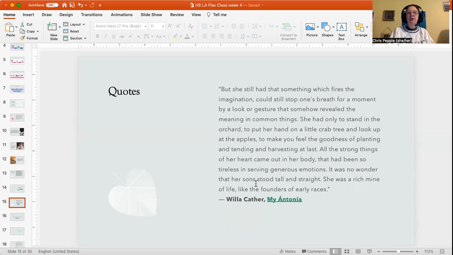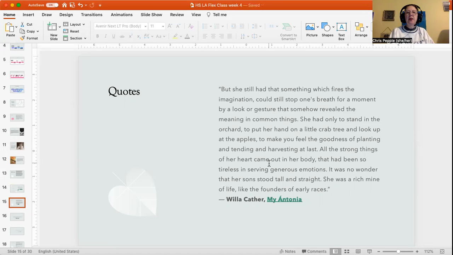Here's another quote from My Antonia. "But she still had that something which fires the imagination, could still stop one's breath for a moment by a look or a gesture that somehow revealed the meaning in common things. She had only to stand in the orchard, to put her hand on a little crab tree and look at the apples, to make you feel the goodness of planting and tending and harvesting at last.